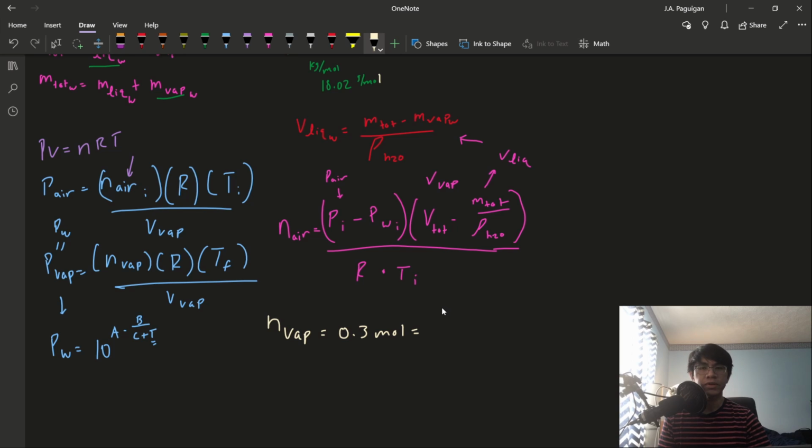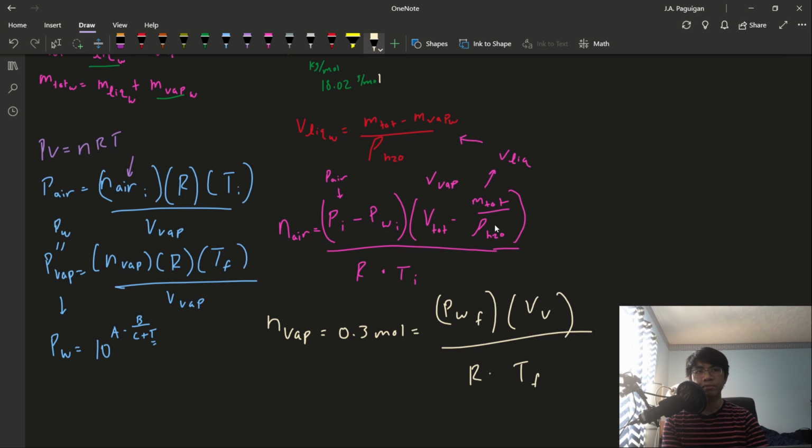That's the whole goal. We want more relationships to build up so that we can get closer and closer to finding our two unknowns. So we have the moles of vapor equal to the pressure of the water at the final temperature, times the volume of the vapor, the same as up here. And I won't write it out, so we save a little bit of time. And that will be over universal gas constant times temperature final.